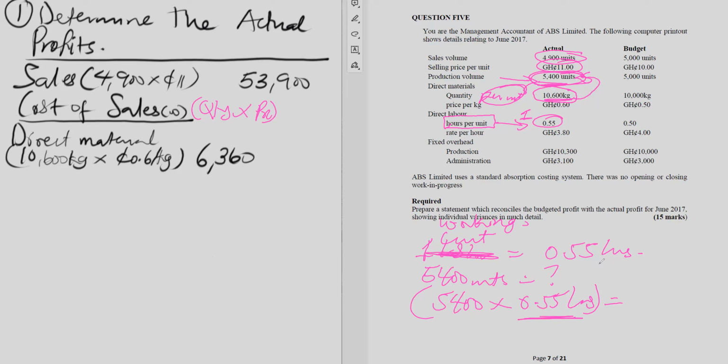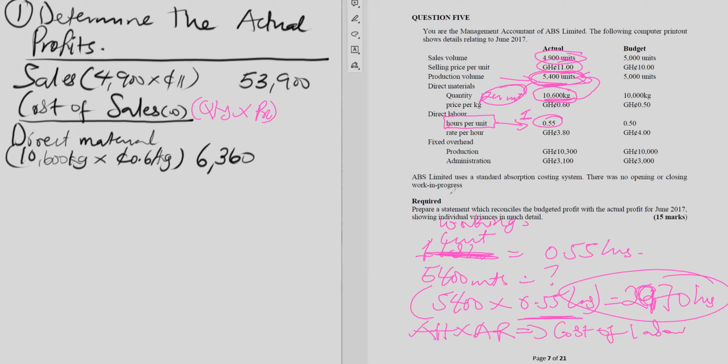Okay, so if that was the hours that were used by labor, it becomes 2,970, 2,970 being the hours that were used by labor. So if this were the actual hours, then when you multiply your actual hours by your actual price or your actual rate, you should get the cost of labor. That's all. That is how you should go about it.